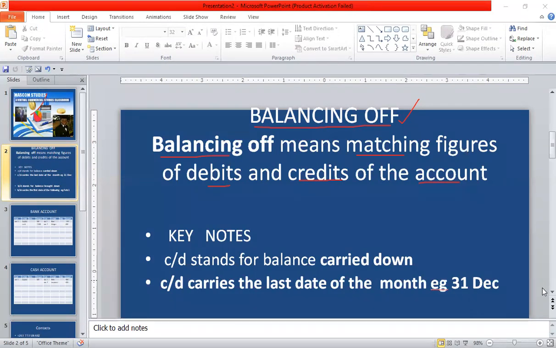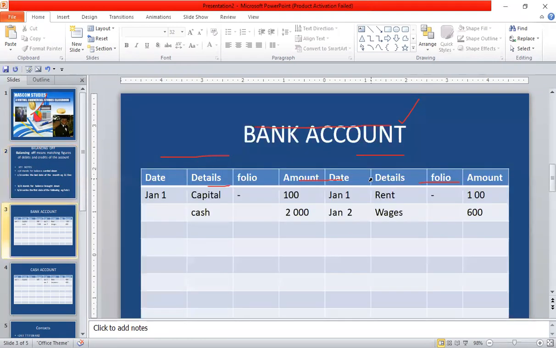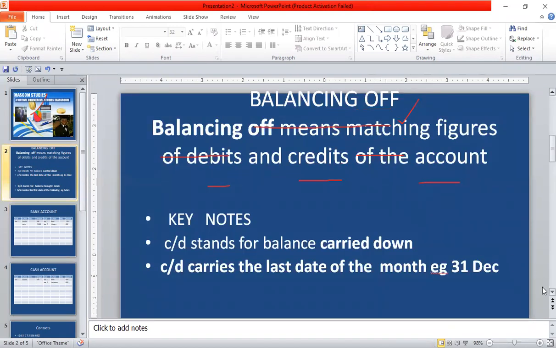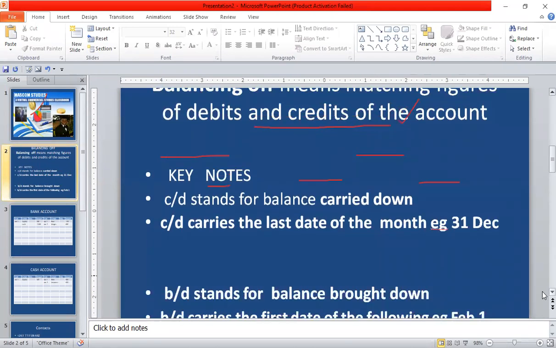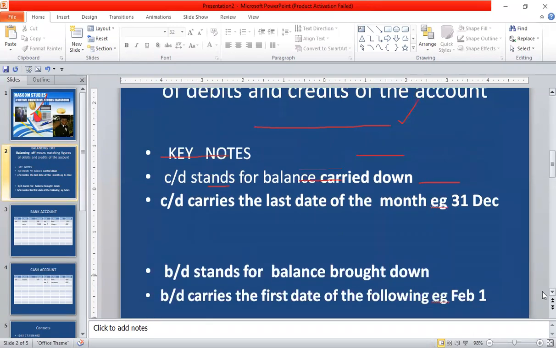I think these are some of the key notes that you need to take down as we continue with our lesson. On balancing off, we come across the issue of balance CD and balance BD. For a start, we want to start with the balance CD. CD stands for balance carried down. That is the balance to be used in the following month.